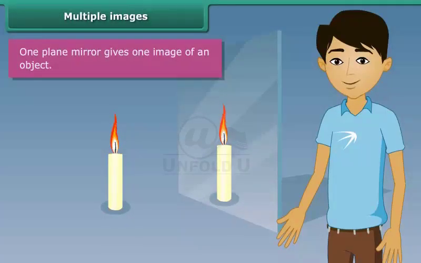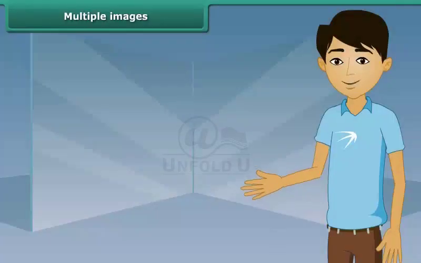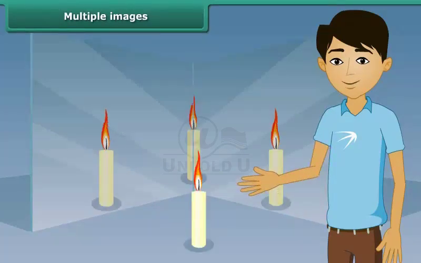One plane mirror gives one image of an object. Can you tell how many images we would obtain with two plane mirrors? Let us perform an activity to know the number of images formed using two plane mirrors. Take two plane mirrors. Set them at right angles to each other with their edges touching. Place a lighted candle in between the mirrors. How many images do you see?